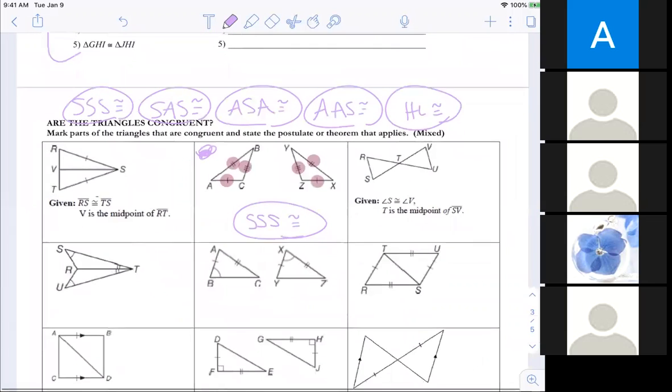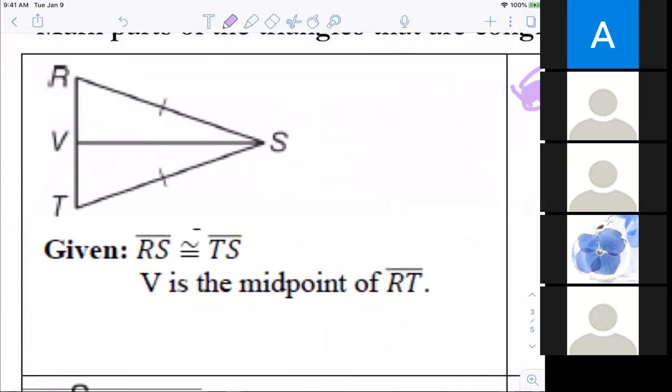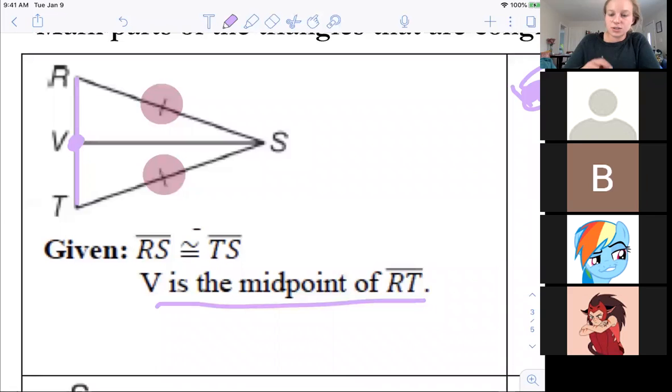It's not hard, but it had a little bit more meat to it than that second one did. First off, it tells us RS and TS are congruent. Then it tells us V is the midpoint of RT. That means that RV and VT are congruent to each other. They are the same length because of the definition of midpoint. That's what it means to be a midpoint. So these segments are congruent.